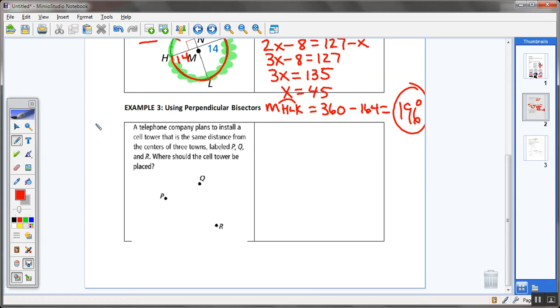A telephone company plans to install a cell tower that is the same distance from the centers of 3 towns labeled P, Q, and R. Where should the cell tower be placed? Guys, this is very simple. All you need to do is draw perpendicular bisectors between segment P to Q and Q to R. Okay? So I'm going to put a perpendicular bisector right about here.